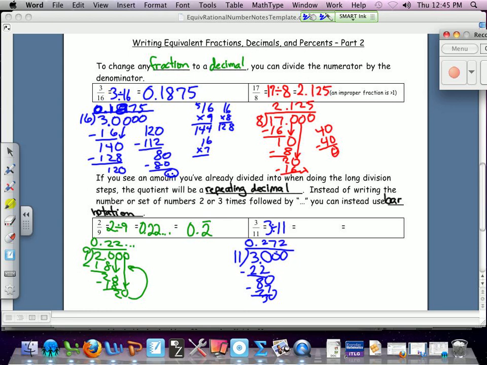Because 2 times 11 is 22. We subtract, we get 8. We bring down another 0, we get 80. We get a 7 again, 77, 3, 0. You know, it's going to keep on happening. Keep on keeping on. Right?